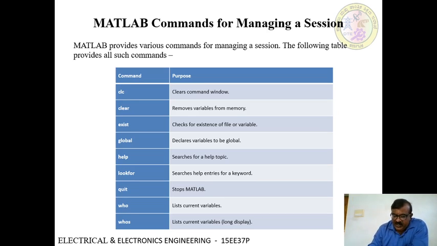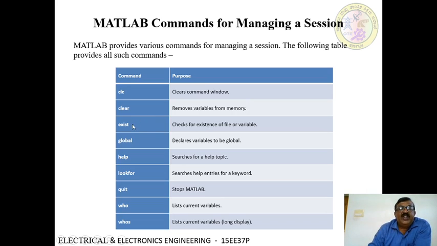If it returns 1, the name is a variable. It returns 2 if the name is a file with a .m extension. If it returns 3, it means it's a MEX file. If it returns a value 4, then it is a Simulink model or Simulink application. If it returns 5, it is a built-in MATLAB function.